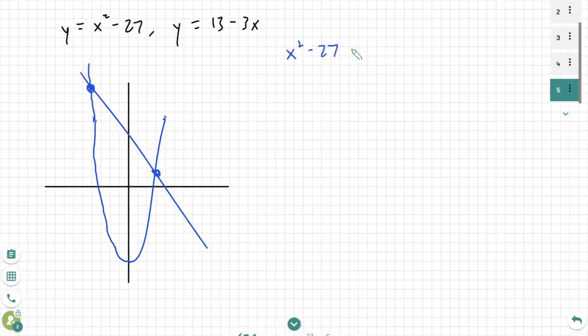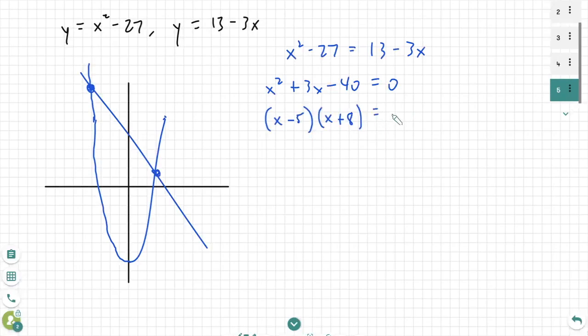x squared plus 3x minus 40. Okay, then you factor that, right? Yeah. So it's x minus 5, x plus 8. Okay.